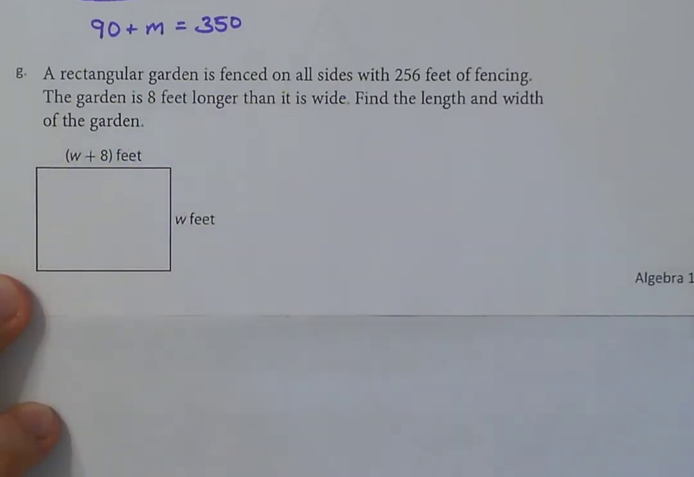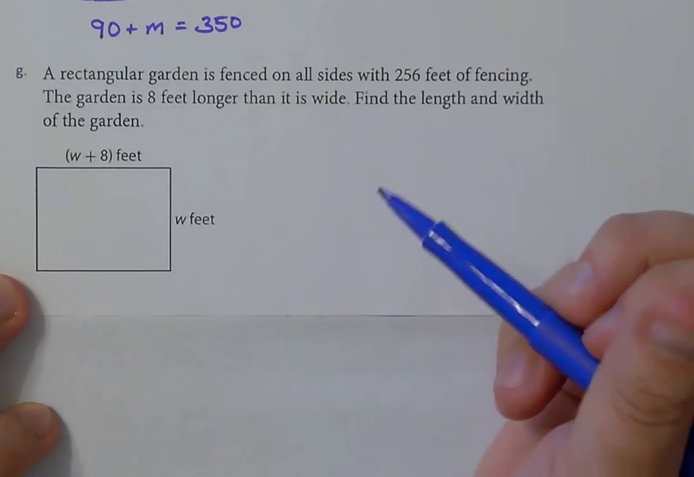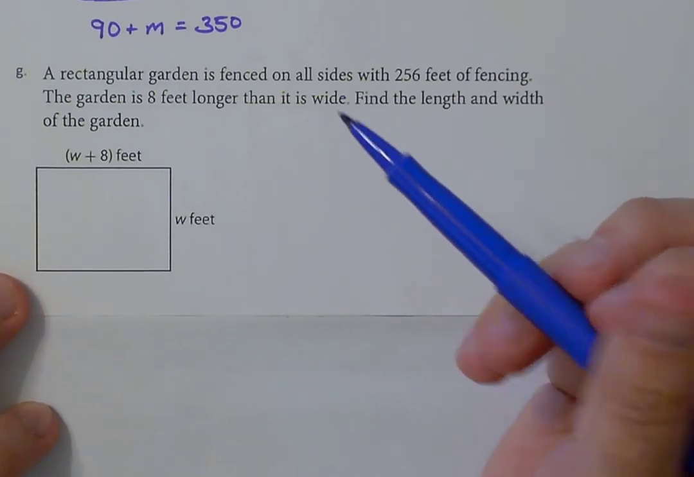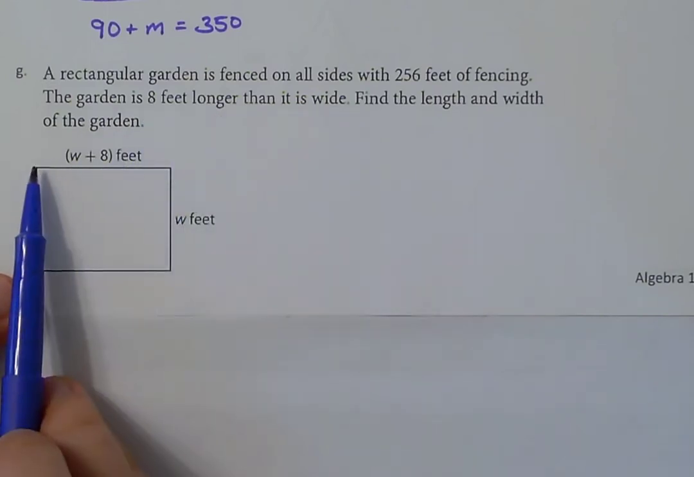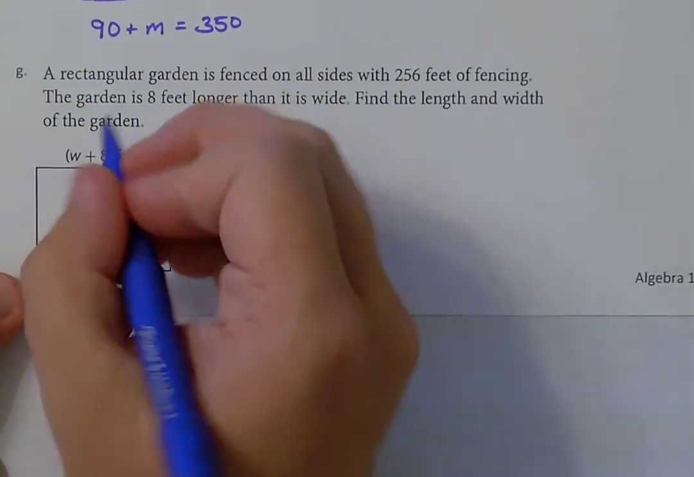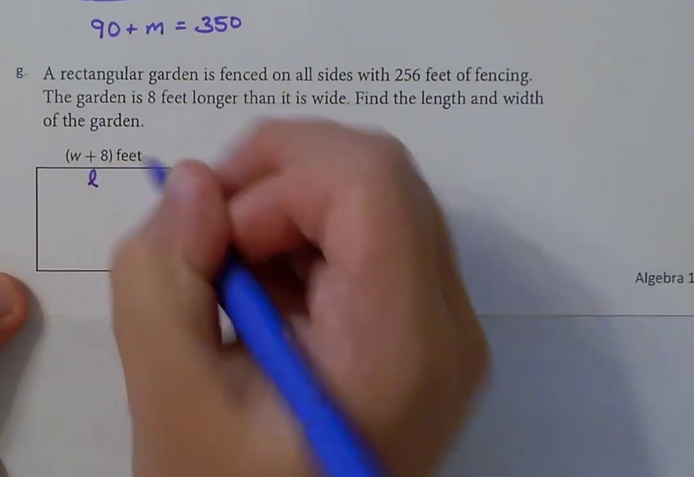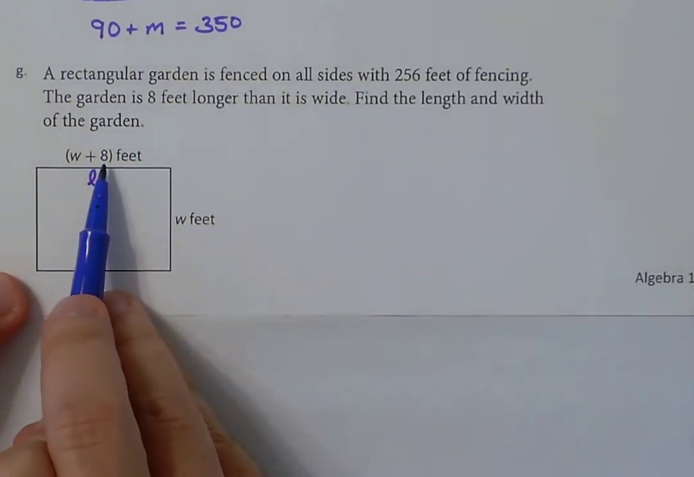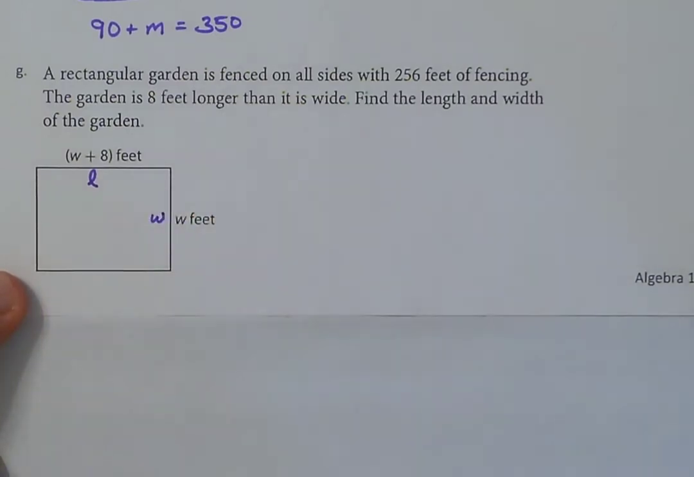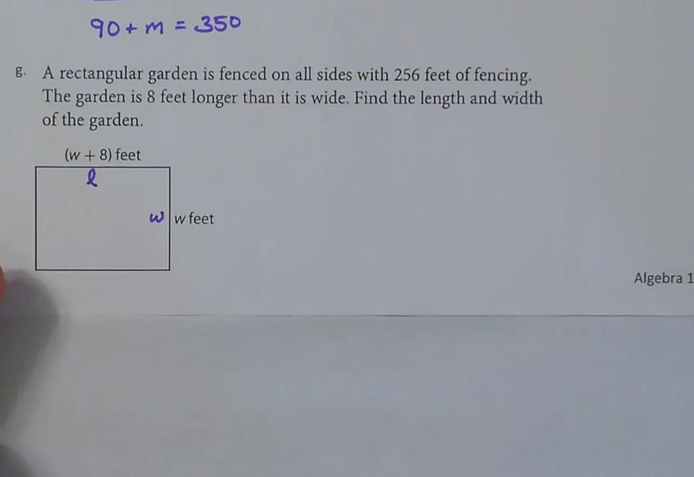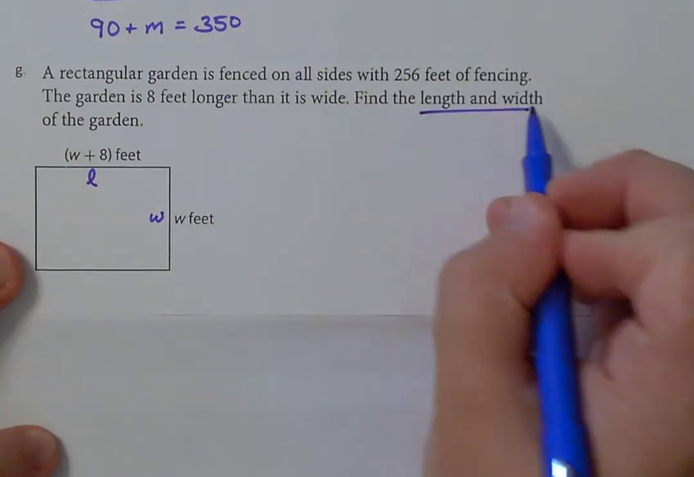So, a few things. Okay, we're told that the garden is 8 feet longer than it is wide. So the length right here, so this is going to represent our length, is 8 feet wider, so plus 8, than the width. And the W is going to represent our width. Now, it wants us to find the length and width of the garden. So that's what it wants us to find.